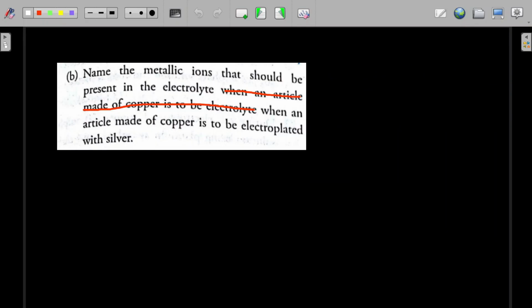Okay. Name the metallic ions that should be present in the electrolyte when an article made of copper is to be electroplated with silver. Okay, this question has been asked many times. This is the next concept we're learning, that is electroplating. Aryan, can you tell me the answer for this?